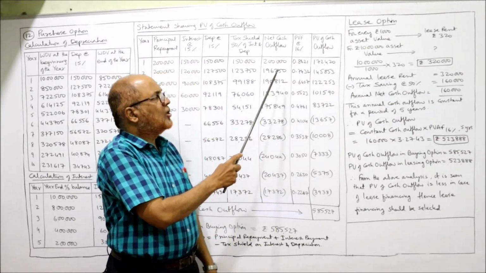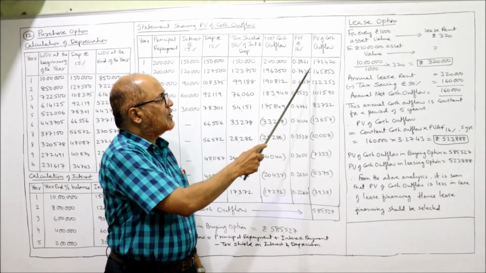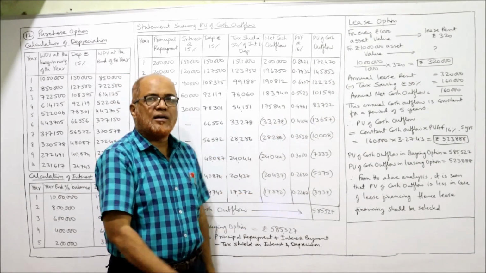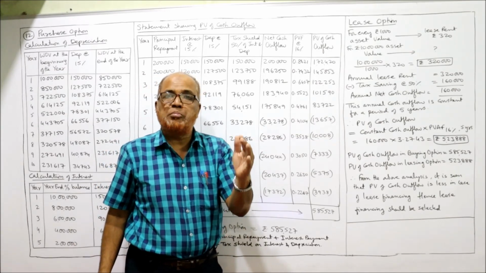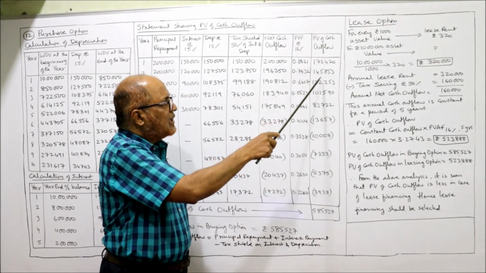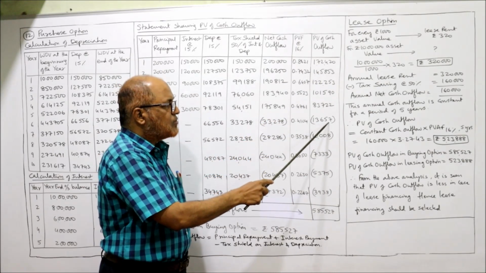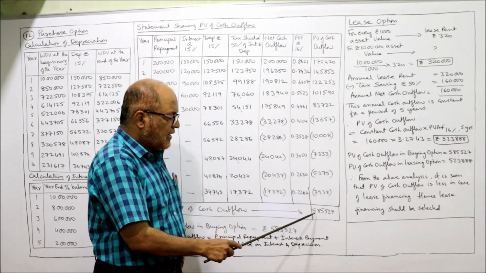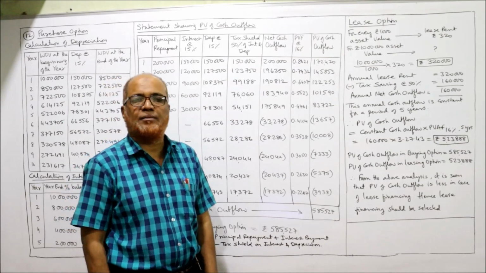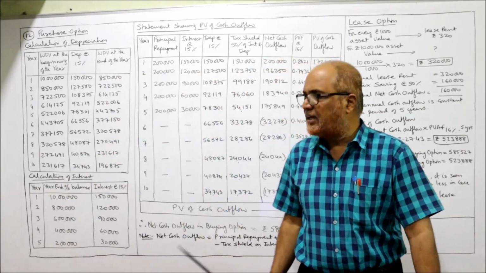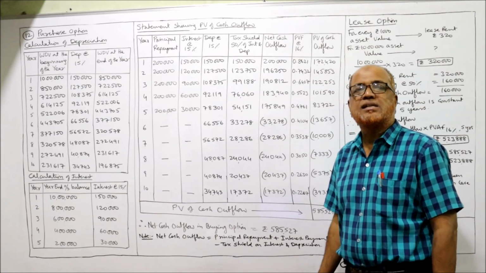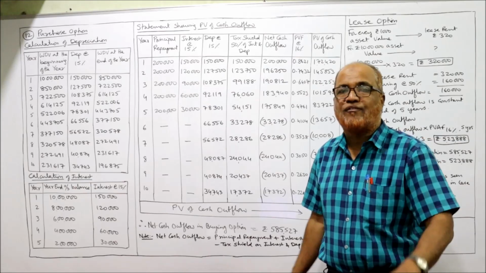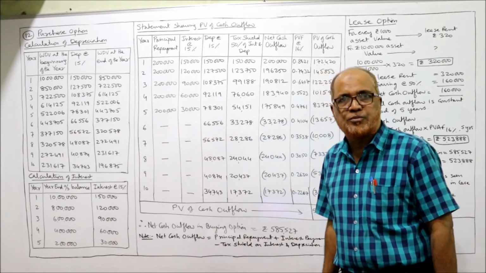Now multiply. 2 lakh into 16% PV factor, you will get this one. Multiply net cash outflow with PV factor, PV of cash outflow. Bracket means minus. So you add up all the first 5 values, minus 13,657, minus 10,008, minus 7,333, like this. Finally, the total is 5,85,527. This is the present value of cash outflow in case of purchasing option, buying option.